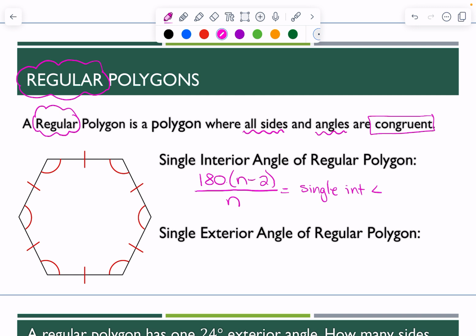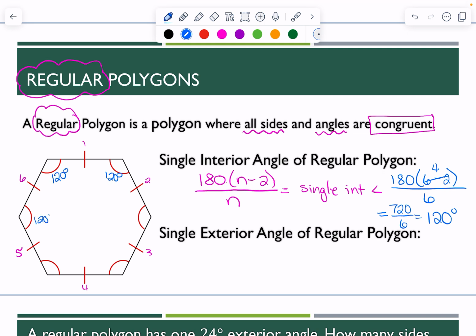Okay, so let's try it here. If you look over here, we have 1, 2, 3, 4, 5, and 6 sides. So that is a hexagon. If we plug that in, we would have 180 times 6 minus 2, divided by 6. So that would give me 4. 4 times 180 is 720. Divided by 6 would tell me that each of these angles is going to equal 120 degrees, because they are regular, so they all have to be equal to each other.